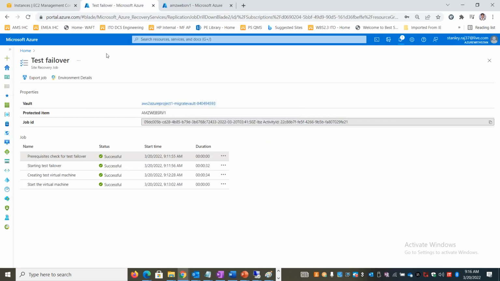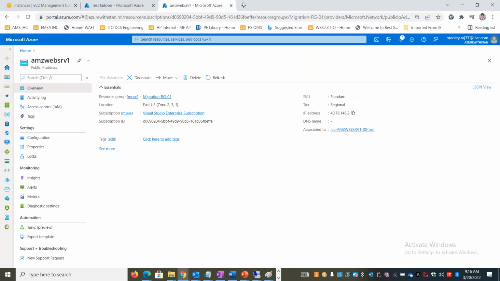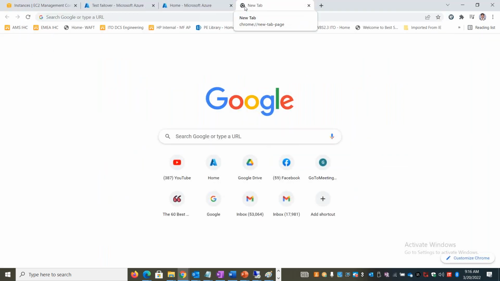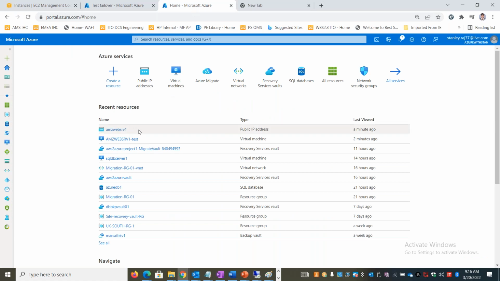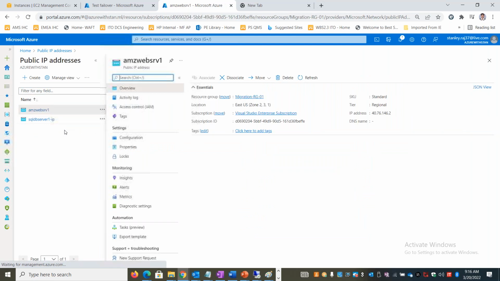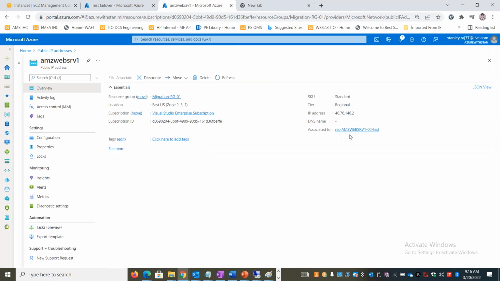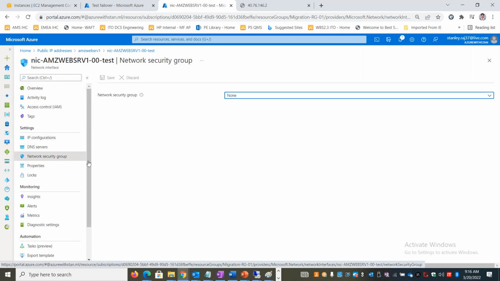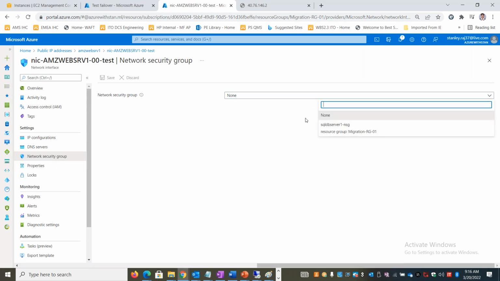Now, having the IP address, I can copy it and check if the security group is allowing the web traffic, but I'll just try it out. No result, so possibly there is no web traffic coming onto this system. I'll go to the network interface again. This is the VM associated to this test network. I can look at the network security group. It doesn't have any network security group.